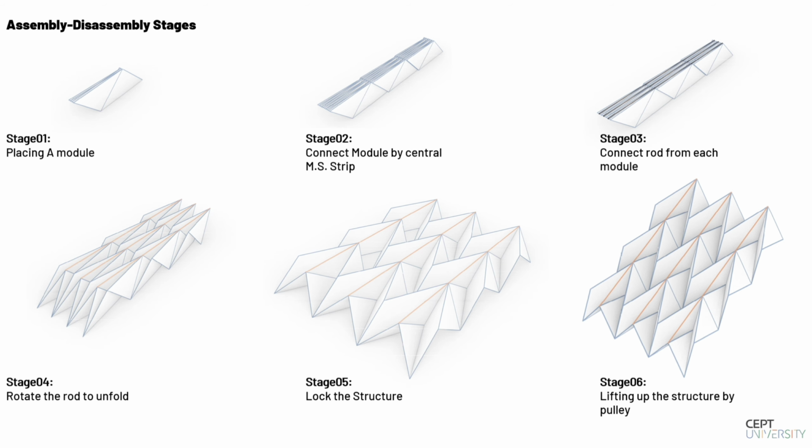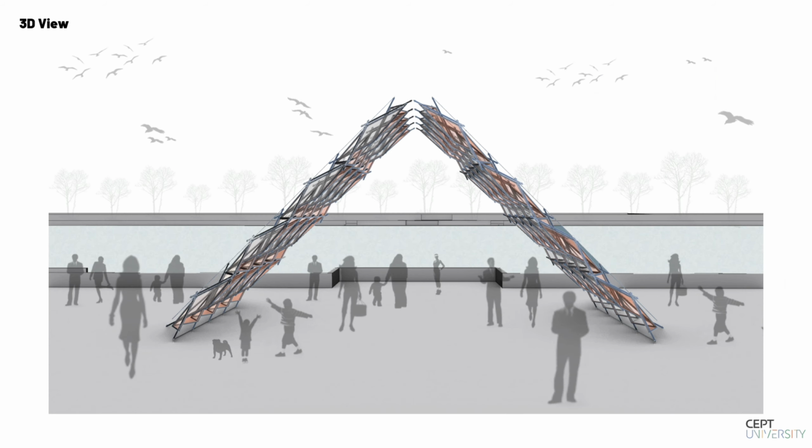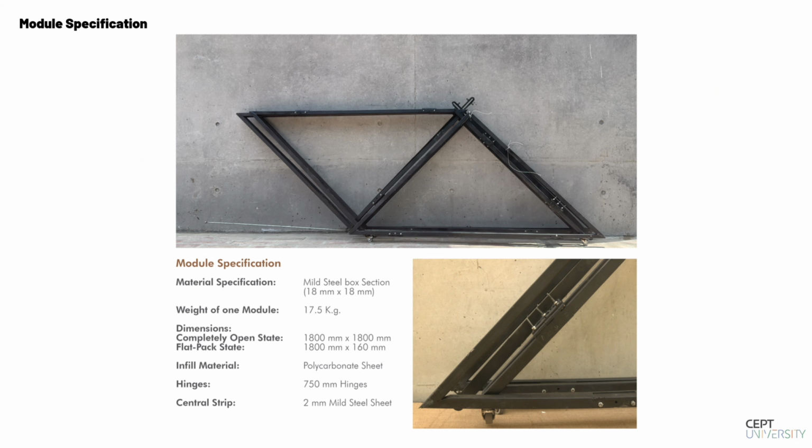This is the exploded view and design resolutions. This is the 3D view and module specification. Material is mild steel box section, size of 18 mm by 18 mm. Weight of one module is 17.5 kg.